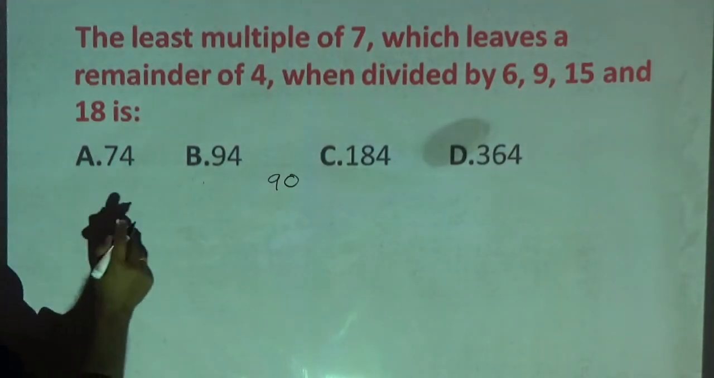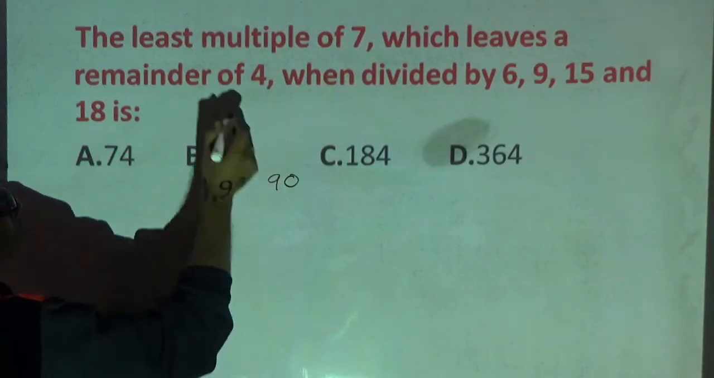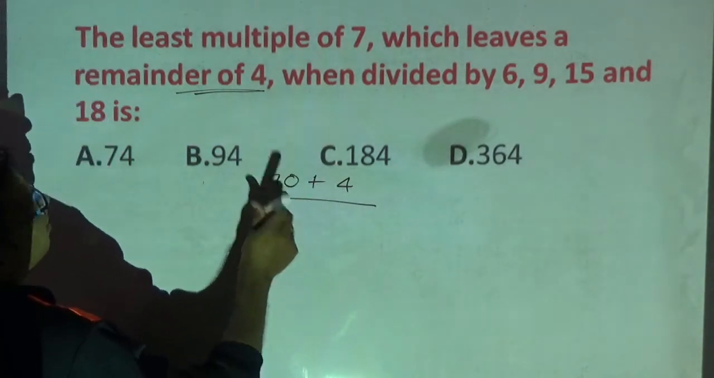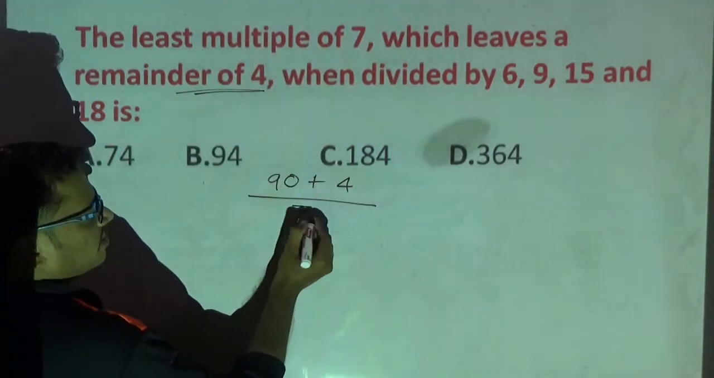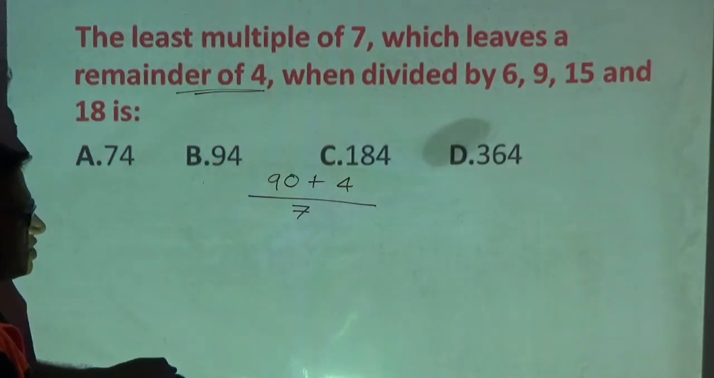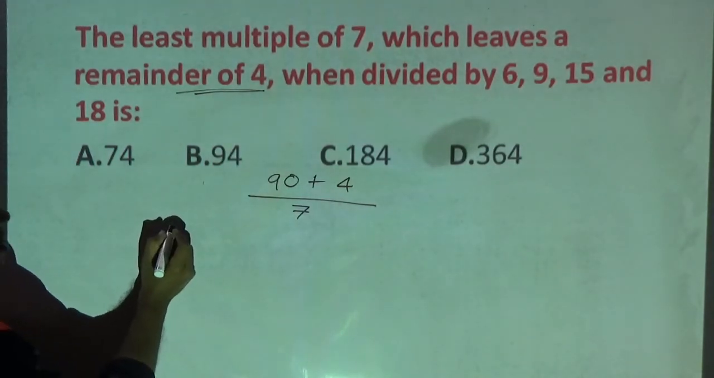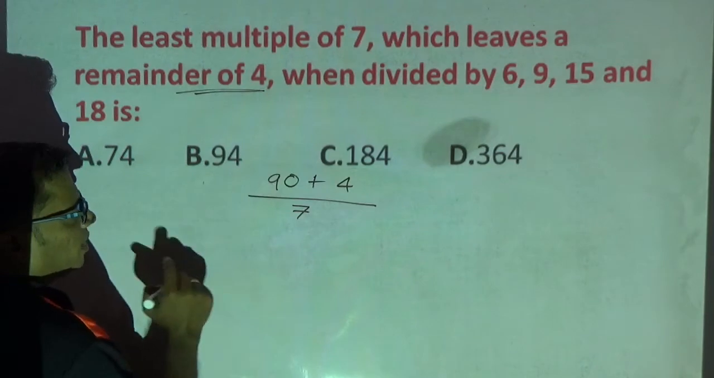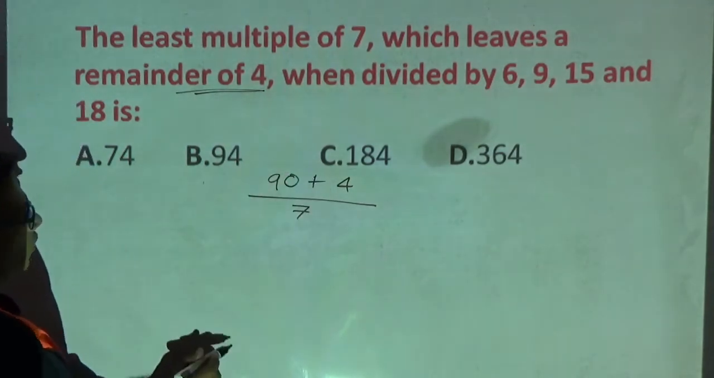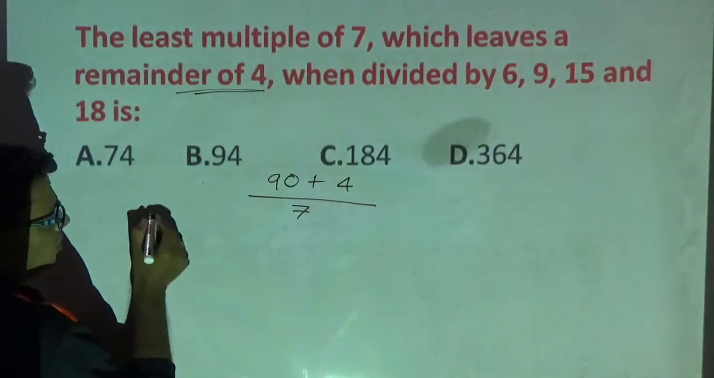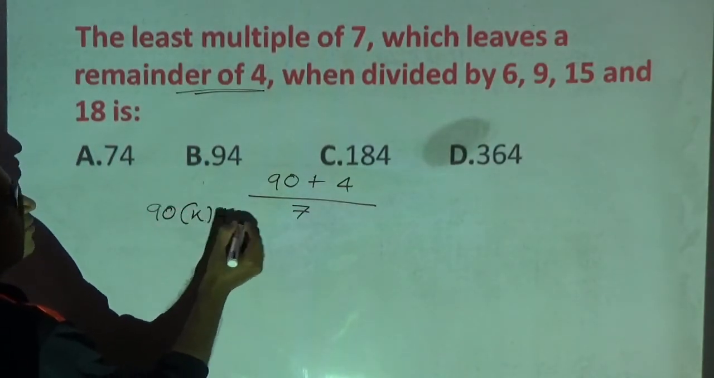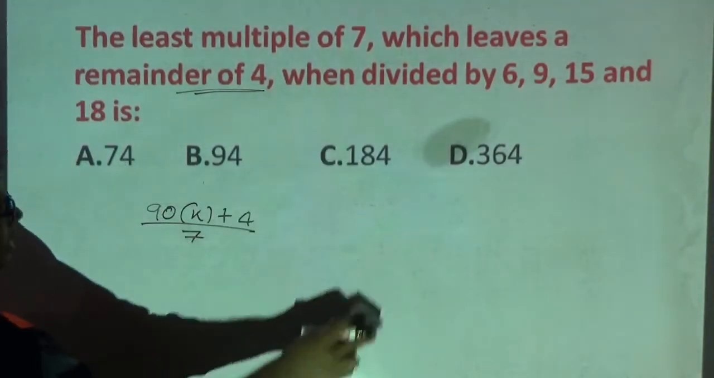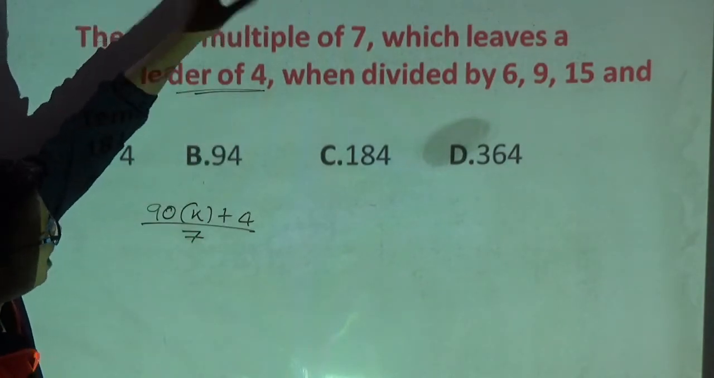But what they are asking is that the remainder should be 4, and the number should be a multiple of 7. 94 is not a multiple of 7, because it is not completely divisible by 7, correct? So now I have to find the multiple of 7. Every time you divide by these numbers you should leave remainder 4. So 90 into k plus 4 should be divisible by 7. Such a number I want; it should be a multiple of 7 only.